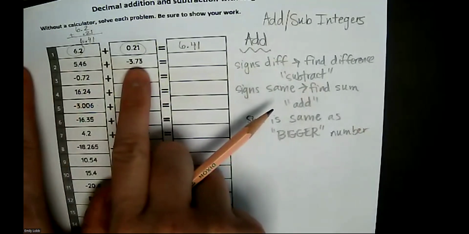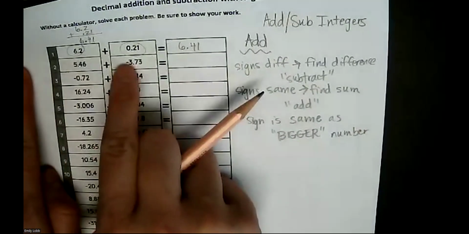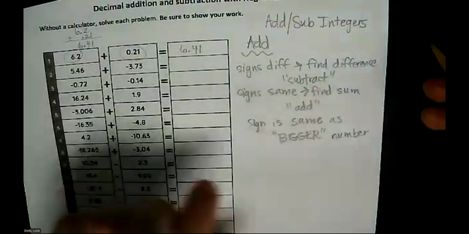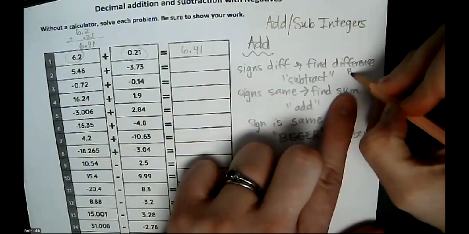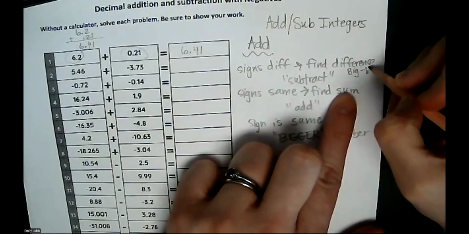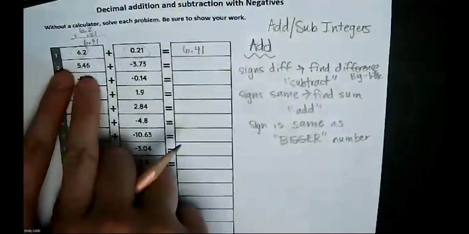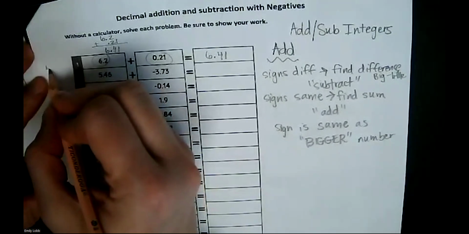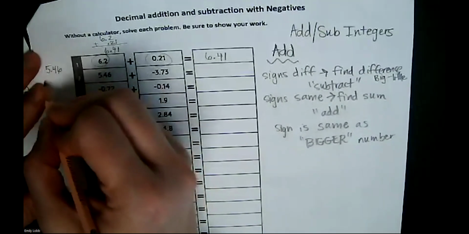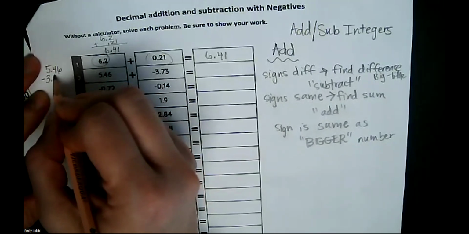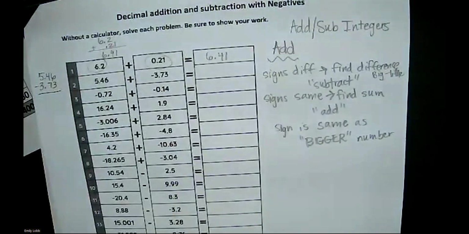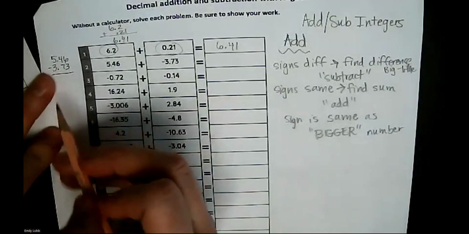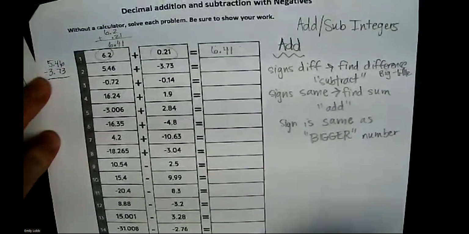Now our signs are different, right? We have a positive and a negative. So we have to find the difference and subtract. When we find the difference, we have to take big minus little. So here, this 5 is bigger than the 3. So I'm thinking 5 and 46 hundredths minus 3 and 73 hundredths. Okay? So I'm going to then subtract. Notice my decimal places are still lined up because that's what we do with addition and subtraction.